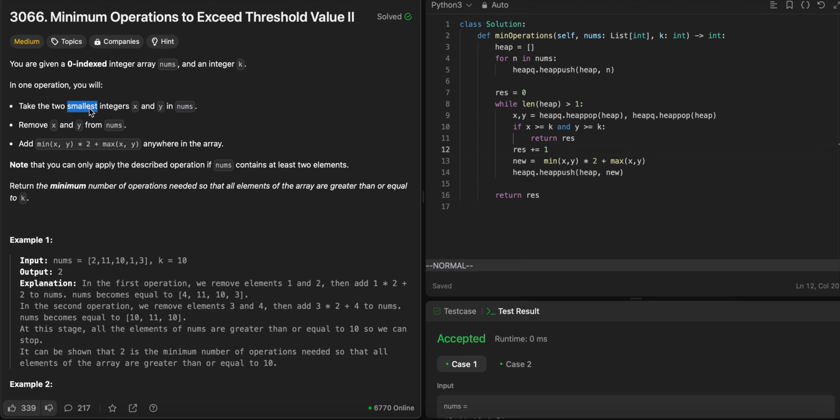Use a min heap in Python, for example, and you can keep popping the two numbers, doing this equation, and then adding the result back to the heap. And you keep popping, right? What's going to break it is that you'll eventually reach a point where the two numbers you're going to pop are greater than k.